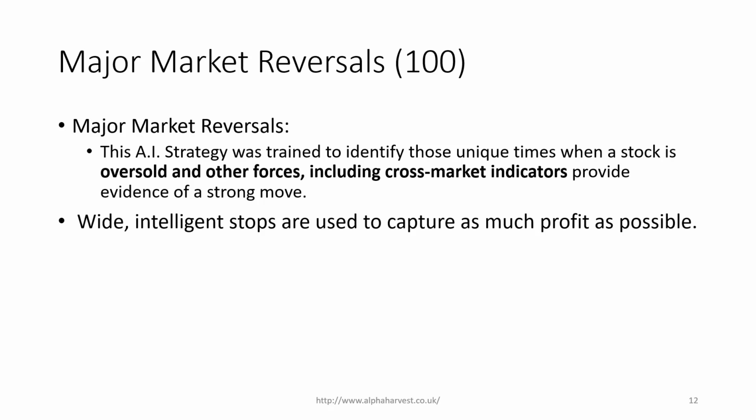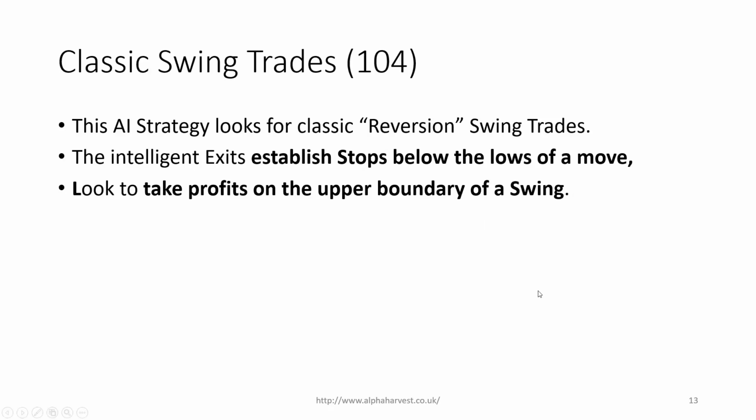The next one, classic swing trades 104. This AI strategy looks for classic reversion to the mean type swing trades. The intelligent exits establish stops below the lows of a move, for example, and we look to take profit on the upper boundary of a swing.